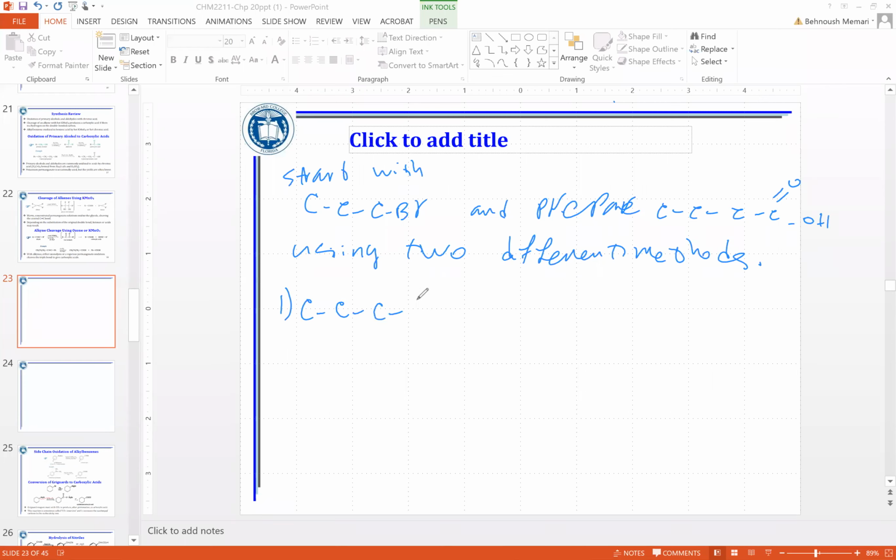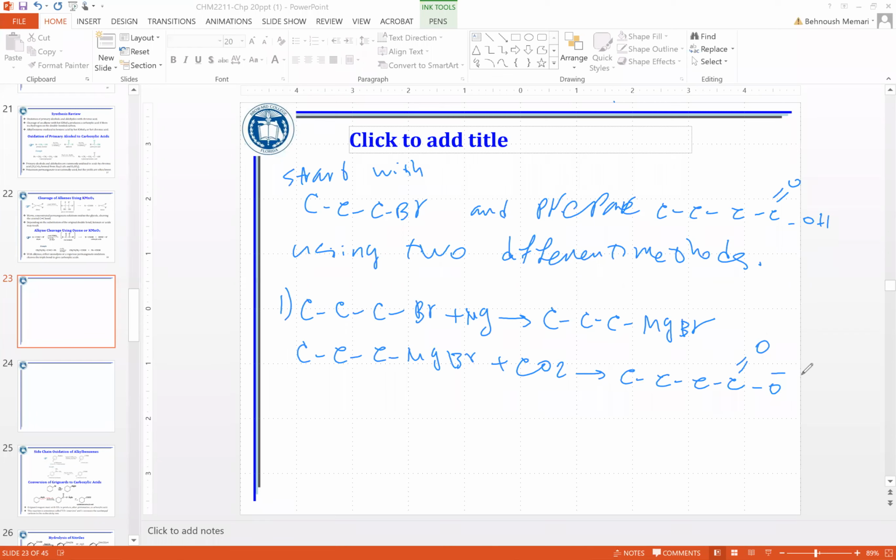Going to start with the propyl bromide. Add magnesium to change this one to the Grignard reagent. Then to the Grignard reagent, add CO2. You will get the carboxylate, then you hydrolyze it. This is one method. So you must add CO2 to Grignard, not to alkyl halide.